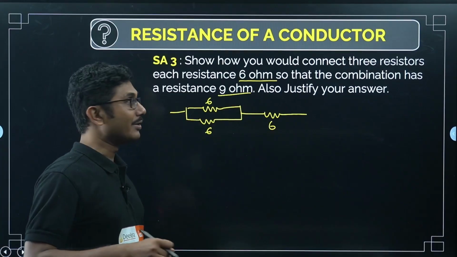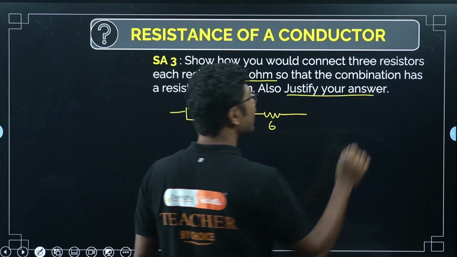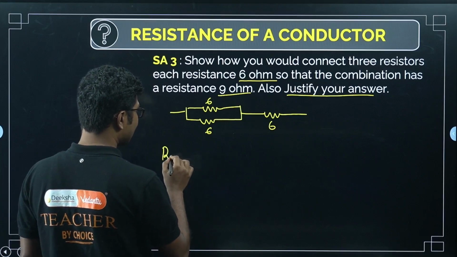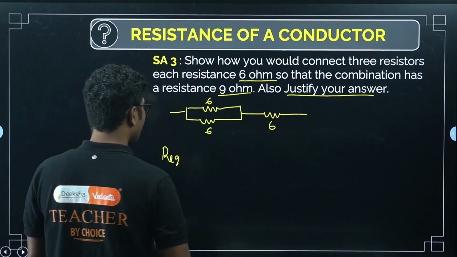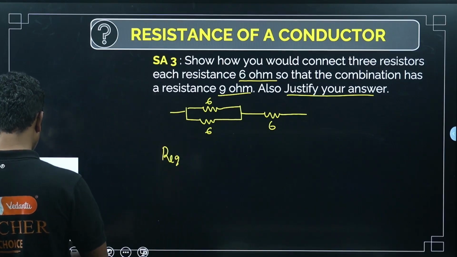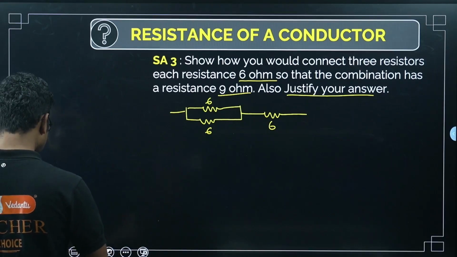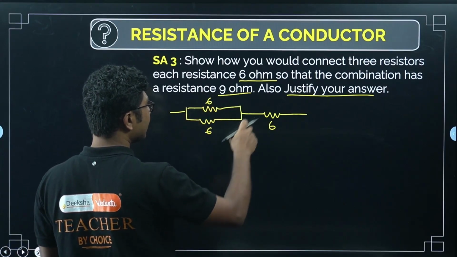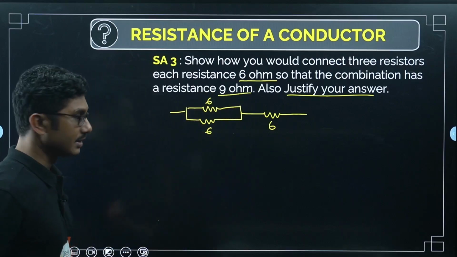Okay, now to justify your answer, how can you justify the equivalent resistance in this case? Suppose we have to find the total equivalent resistance and show it is actually equal to 9. So what is the equivalent resistance of 2 resistors in series, parallel?